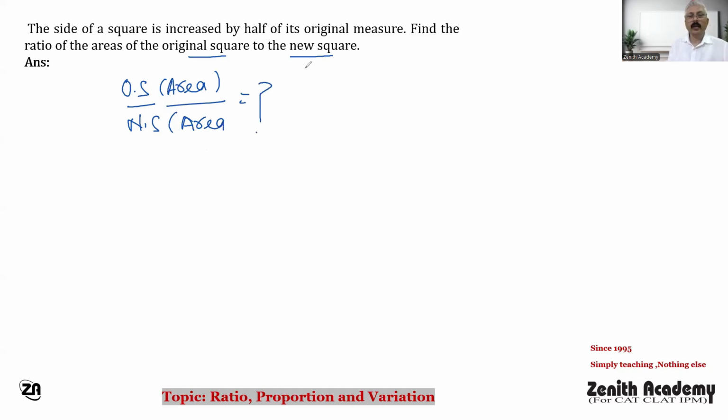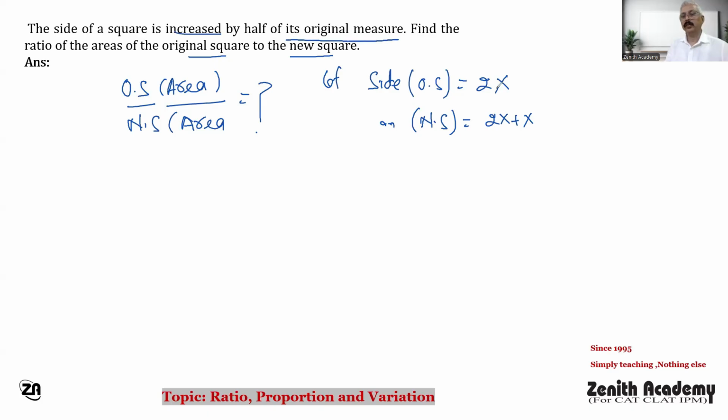Okay, look here. Let the side of the original square be 2x. Then the side of the new square will be 2x plus x, because it is given that the side of the new square is increased by half of its original measure. So originally I took 2x, then it is 2x plus x. So this is 2x and this is going to be 3x.